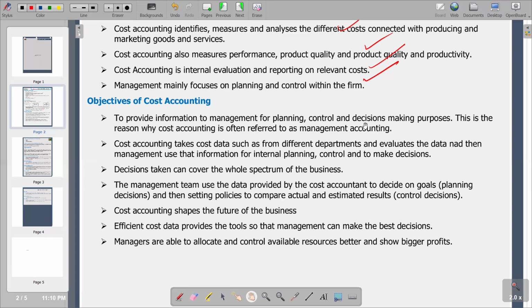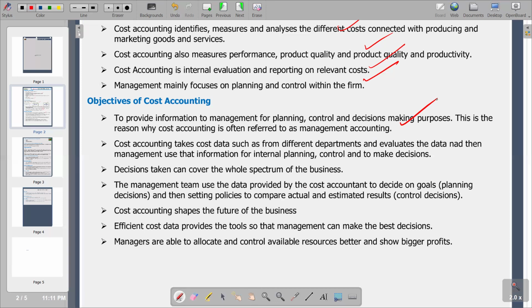We can take, for example, a decision in terms of setting a price. We take the information that has been provided by the cost accountant in terms of the cost of that particular product, and it can lead us to decide what price we can set based on the information given by the cost accountant. So that's what the first point is trying to illustrate. This is the first point. The second point: cost accounting takes cost data, such as from different departments, and evaluates the data.